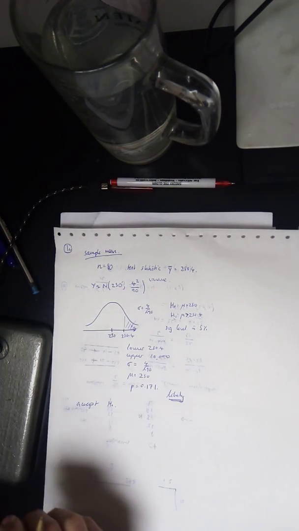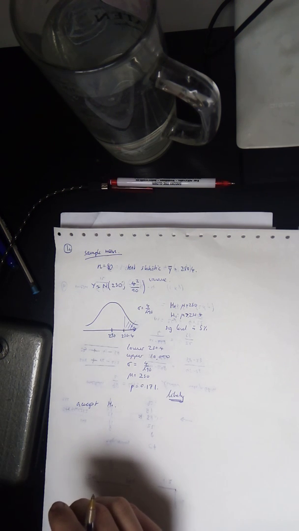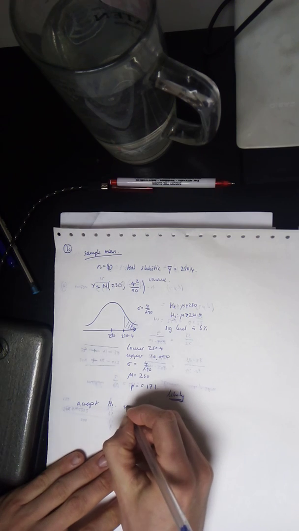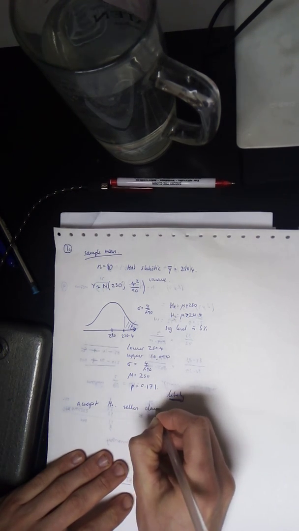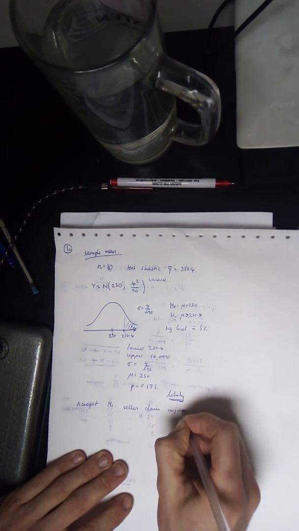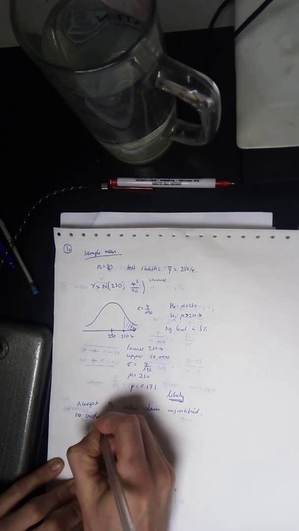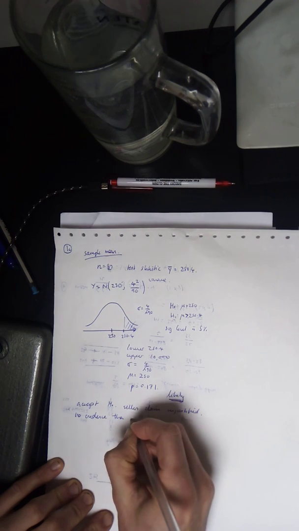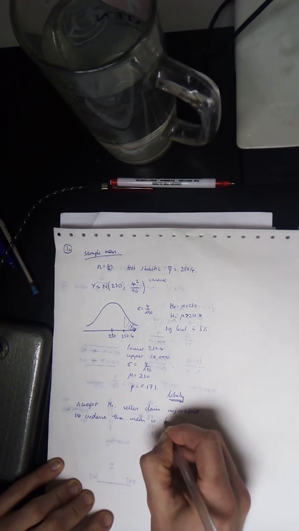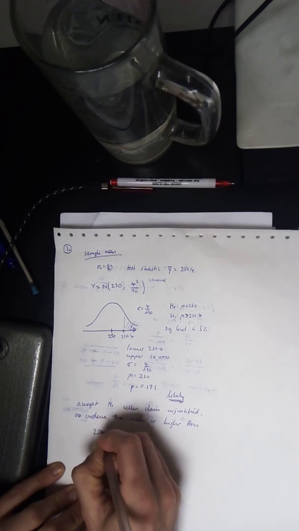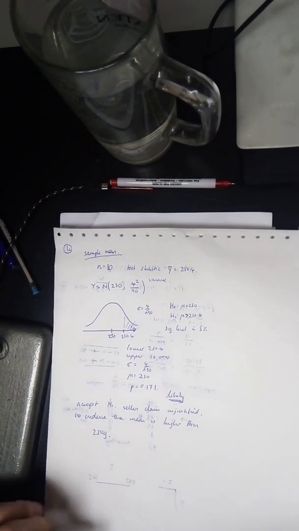So this guy's claim is unjustified. So put it back into the context of the question. Seller's claim unjustified. No evidence that the mean is higher than 250 g. There you go.